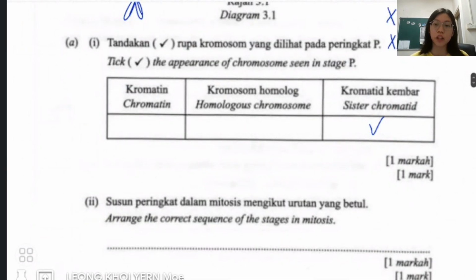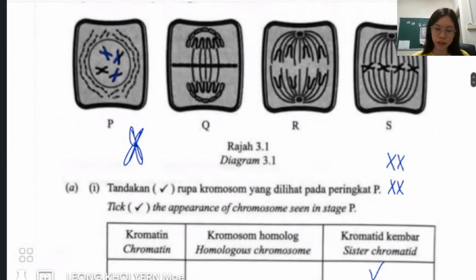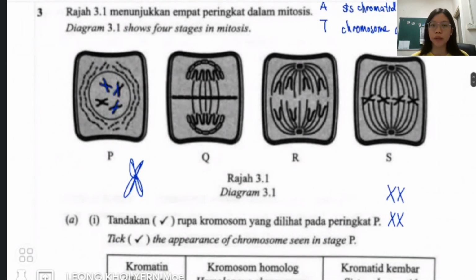And they want you to arrange the correct sequence of the stages in mitosis. So mitosis consists of prophase. Which one is actually prophase? Prophase is the part where the chromosomes are condensed, and this one is prophase. What about metaphase? Metaphase means they are arranged in the middle, where they line up at the equator.